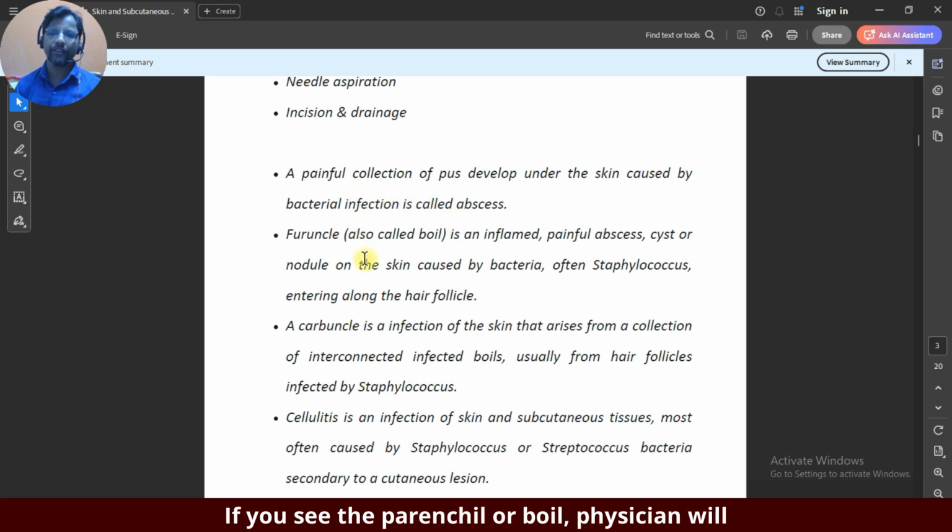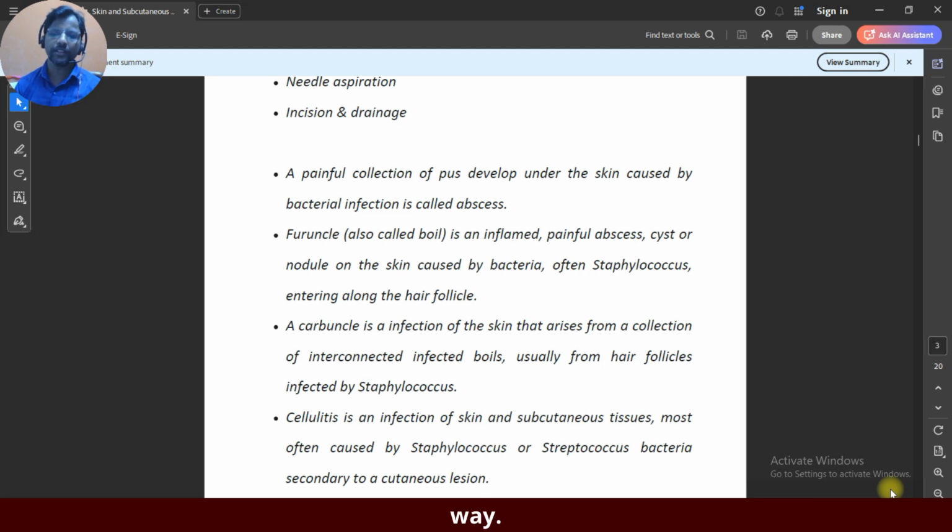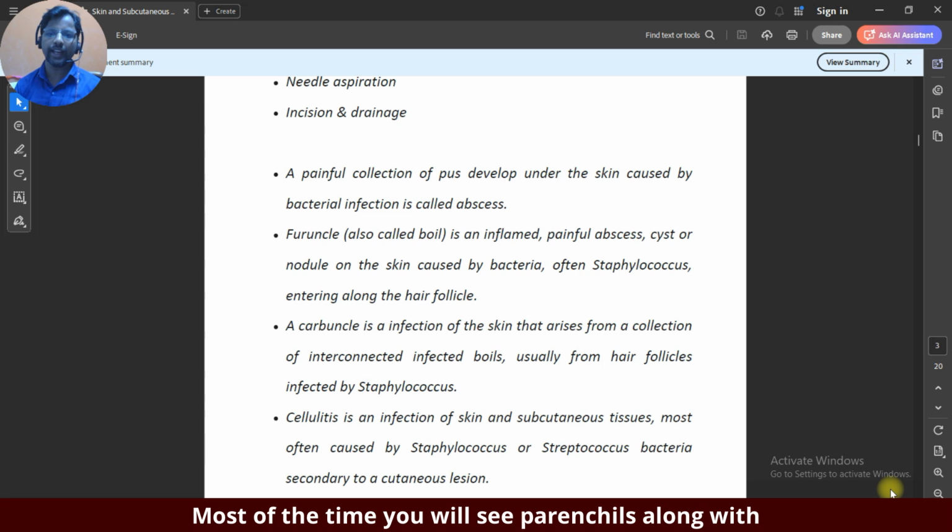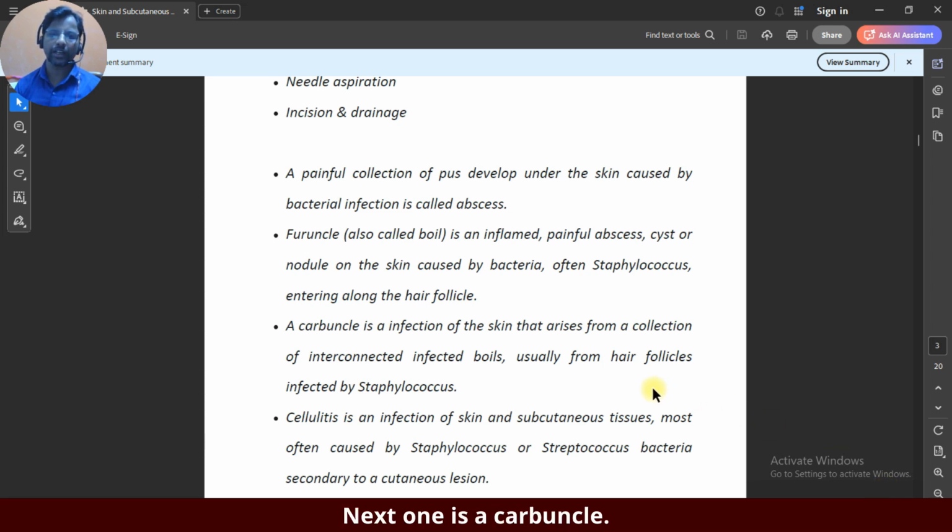Okay, if you see the furuncle or boil, the physician will treat it in another way. Most of the time you will see furuncles along with the hair follicles. Next one is a carbuncle. A carbuncle is an infection of the skin that arises from a collection of interconnected infected boils, usually from hair follicles infected by staphylococcus. Okay.